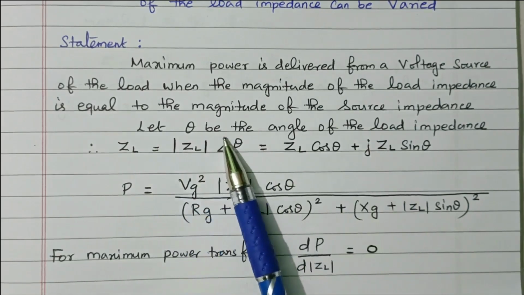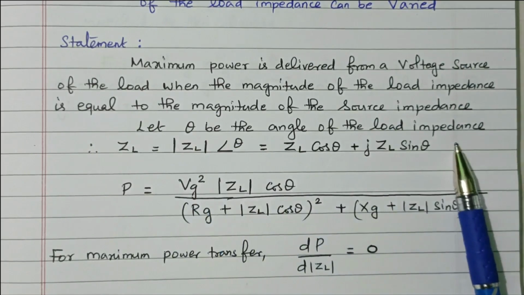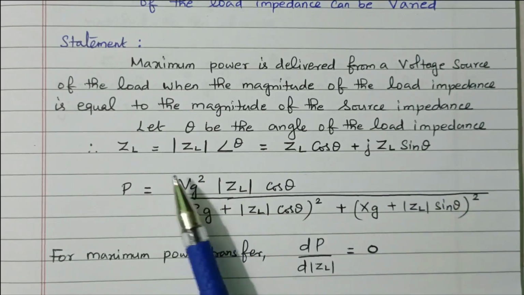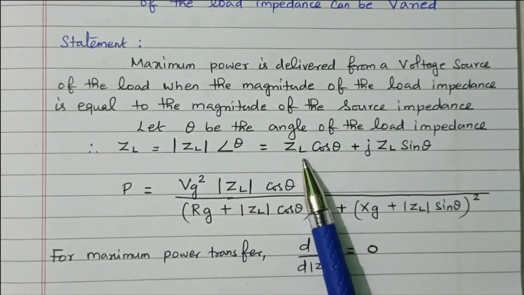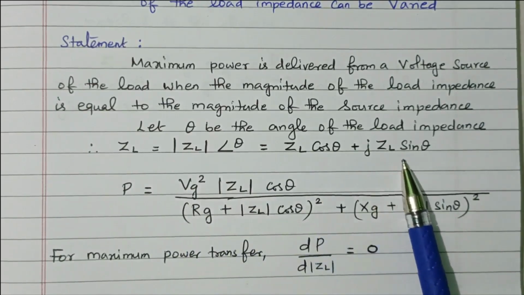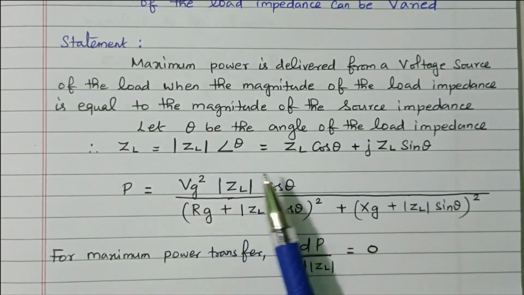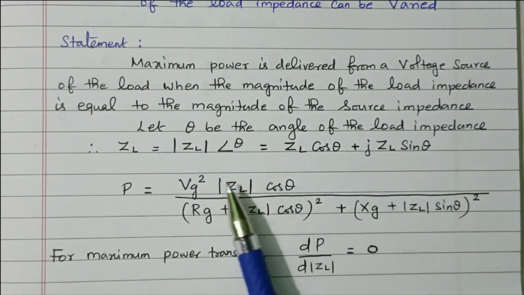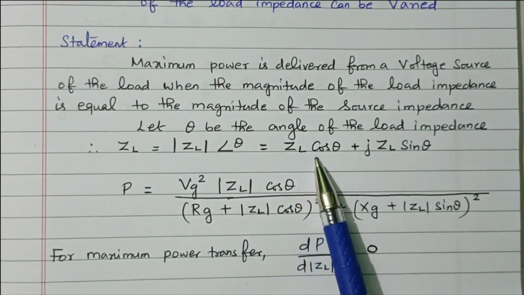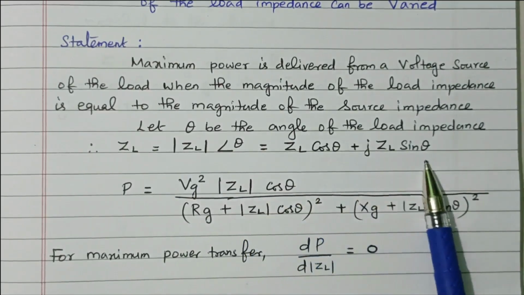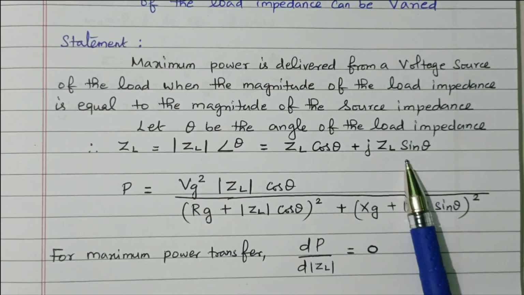Let theta be the angle of the load impedance, so that ZL equals ZL angle theta, that is ZL cos theta plus jZL sin theta. This is the polar form, and this is the rectangular form. In polar form we have magnitude and angle. In rectangular form we have a real term plus an imaginary term, right?